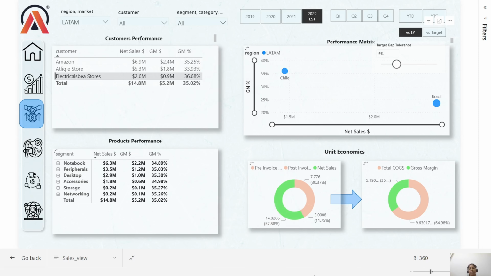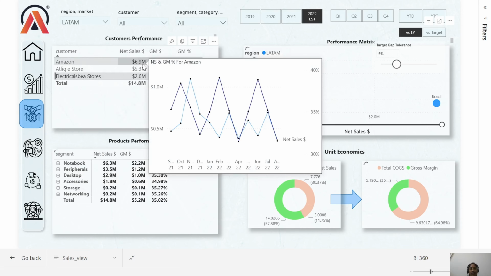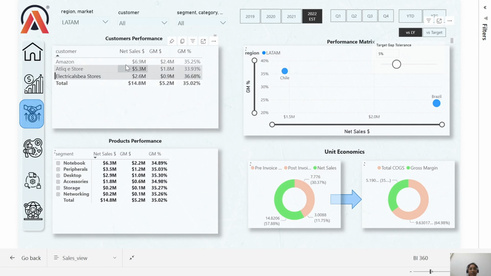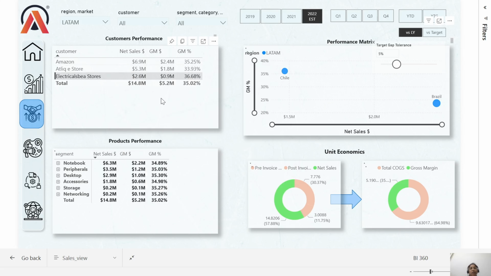At first glance, the figure looks steady, but when we compare with last year or other regions, Latin America is clearly falling down. Here Amazon, AtliQ e-store, and Electric B-store are the customers in Latin America generating revenue for AtliQ. But Amazon is 6.9 million, meaning Amazon is the biggest customer, almost half of Latin sales. So the region is too dependent on Amazon only. If Amazon reduces orders, sales will drop sharply. That is one of the reasons AtliQ has falling sales here.